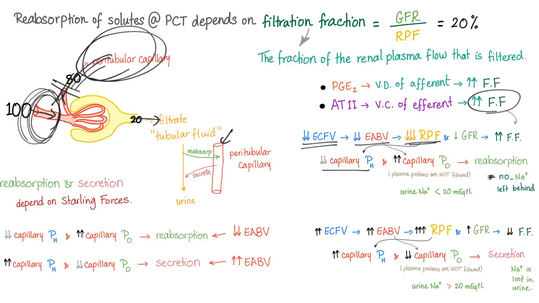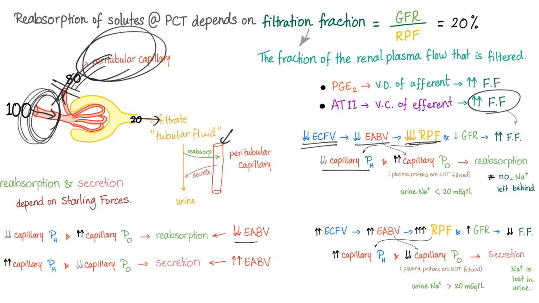We got it. Since you decrease your effective arterial blood volume starting here, the capillary oncotic pressure is increased because you have less blood, but the proteins are not passing through membranes. The proteins are remaining in this capillary. So this increases your capillary oncotic pressure. 1 plus 2, you end up with reabsorption. Remember, less hydrostatic pressure, more oncotic pressure, you end up with reabsorption.